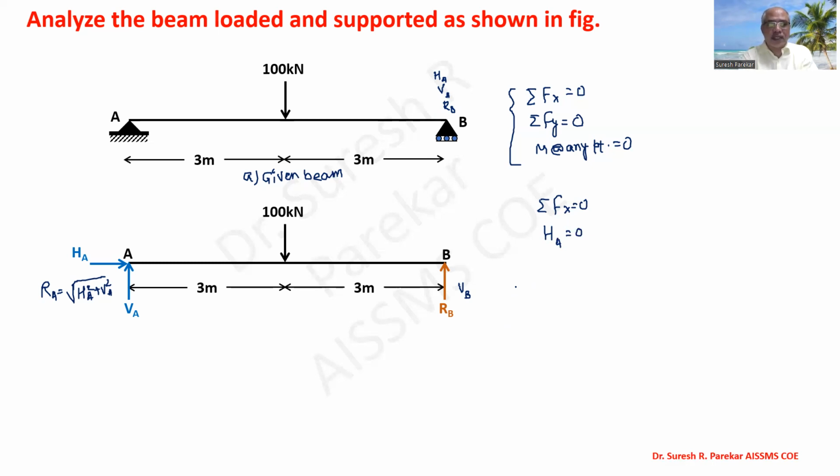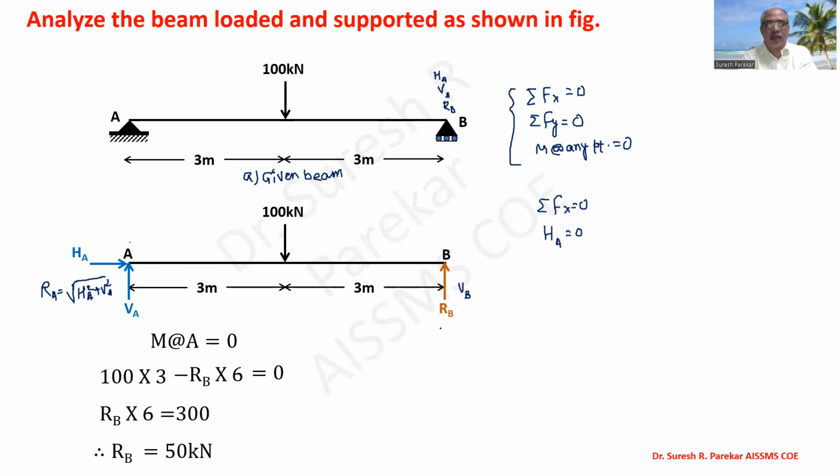Then we can take moment about A equal to 0, because if I take Fy equal to 0, then we have two unknowns, VA and RB. Instead of this, I will take moment about A. From this we get 100 into 3, that is the distance between A and the 100 kilonewton load, clockwise so plus, minus RB into 6, equal to 0. So RB into 6 is 300, and RB is 50 kilonewtons.